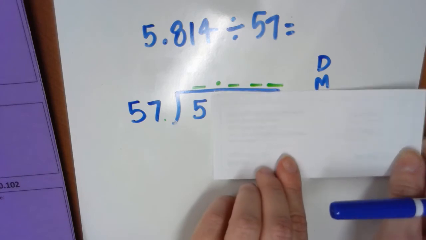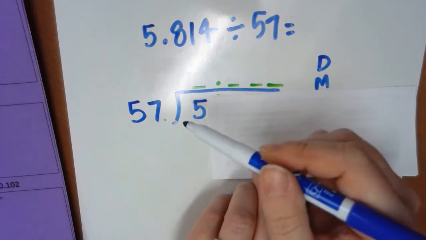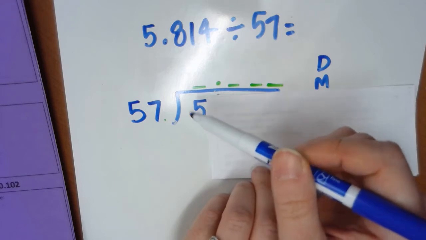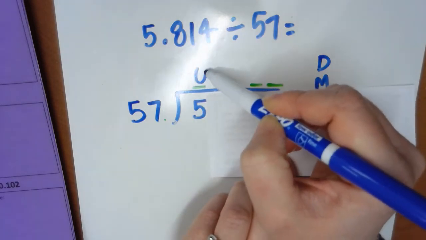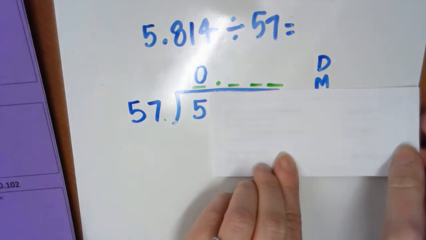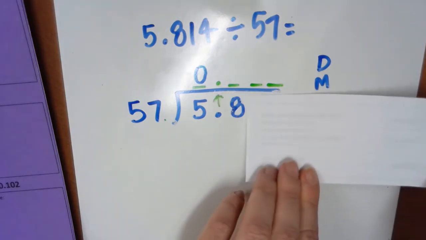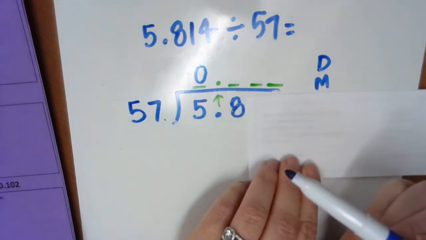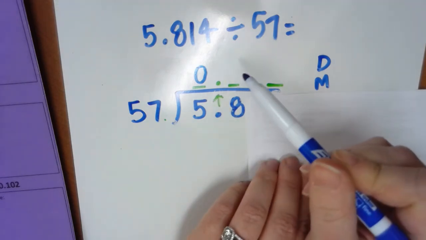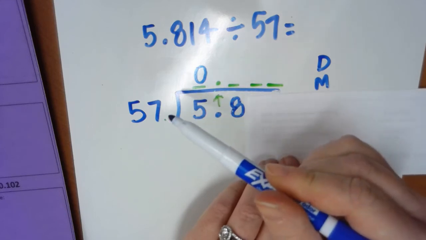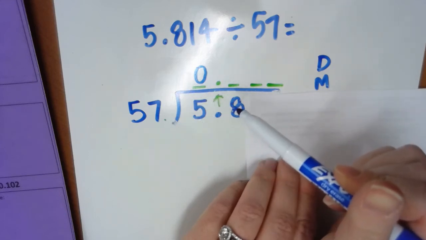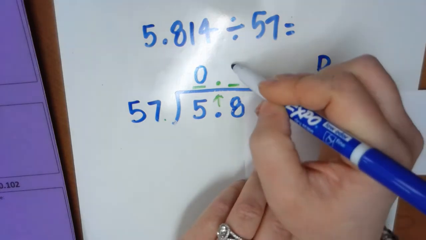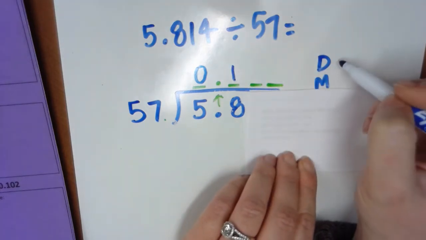Can 57 go into 5? Can I get a group of 57 from 5? No. So instead of skipping it, I am going to record a 0 in my quotient. Then I'll move that shield over, and now I'm looking at 58. Again, I can ignore this decimal place. I've already taken care of that in my quotient. Can 57 go into 58? Can I get a group of 57 from 58? Yes, I can get one group of 57 from 58.